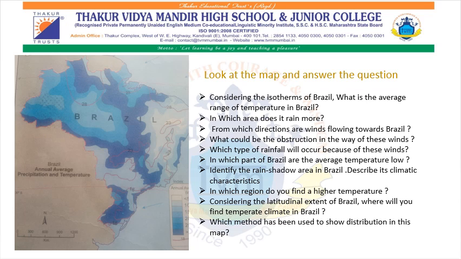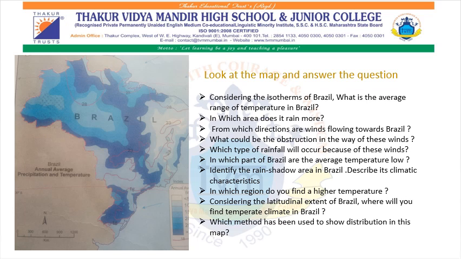In which region do you find a higher temperature? We find high temperature in the region near the equator in Brazil. Considering the latitudinal extent of Brazil, where will you find the temperate type of climate? We can find the temperate type of climate to the south of Tropic of Capricorn, that is, to the south of Great Escarpment and Brazilian Highland.